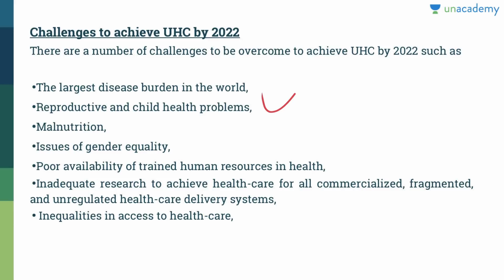Then you have reproductive and child health problems. Yes, a huge problem is there. Patients are anemic, they get married at less than 18 years of age, and then they deliver children as teenagers, which creates a lot of issues. Malnutrition, I will not go into detail, but you know what the problem is. Gender inequality is there. Not enough nurses, no doctors, no super specialists, no specialists. Basically there is a dearth everywhere. Then there is inadequate research obviously, and finally there is inequality in access to healthcare.